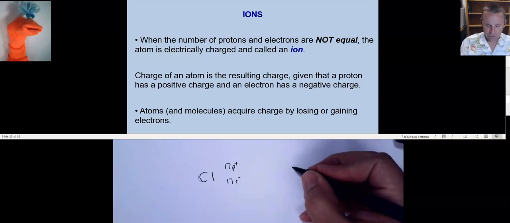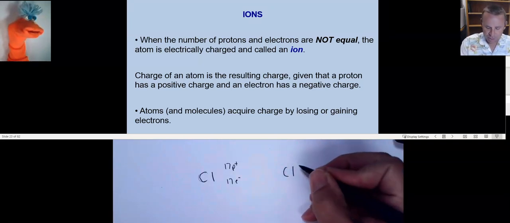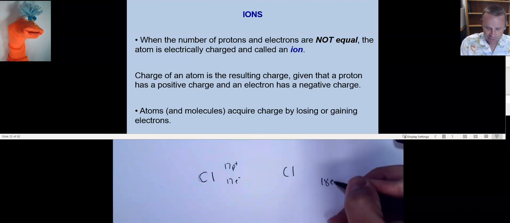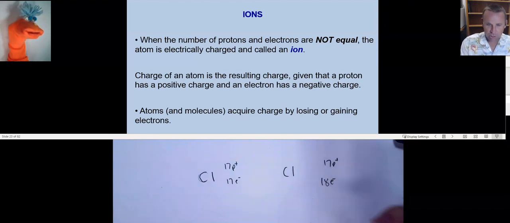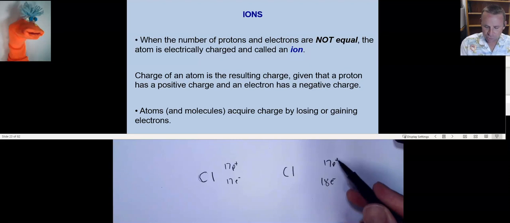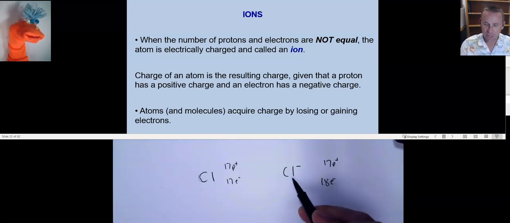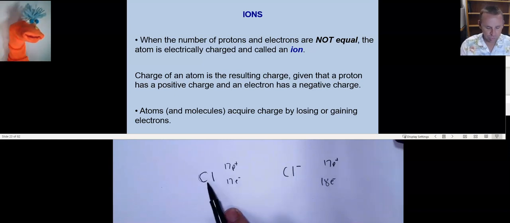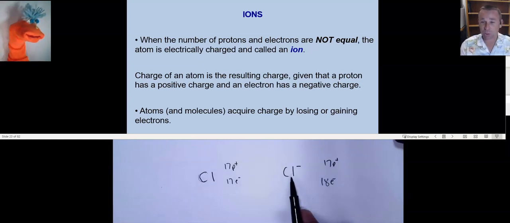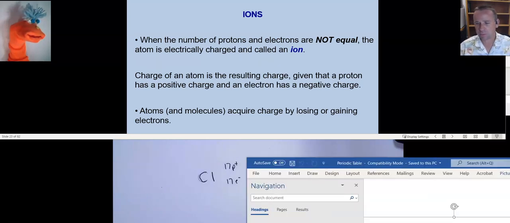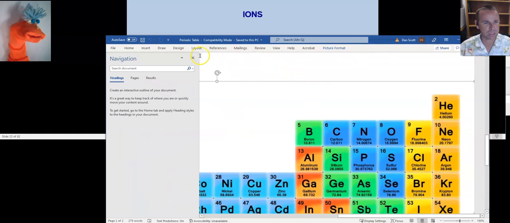18. That's right. So if this species has 18 electrons and 17 protons, notice how it has more negative charge than positive charge, one more. And we're going to indicate that with a negative sign like that. All right, so now this is not an atom, this is an ion, right? Chlorine atom, and this becomes the chloride ion.